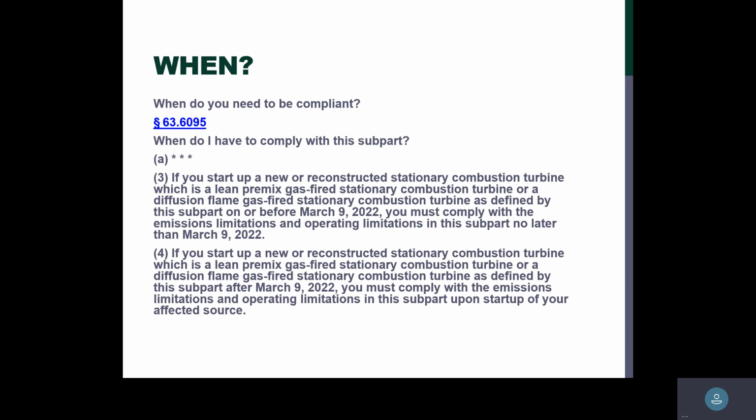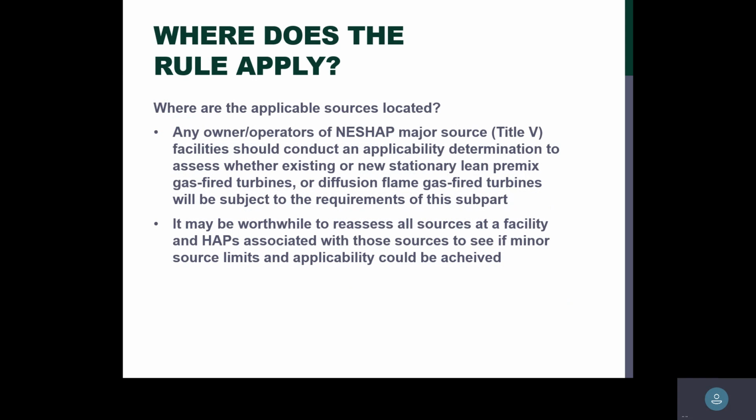And if you start up a new or reconstructed stationary combustion turbine, lean premix gas-fired, again, or diffusion flame gas-fired, then you again have 180 days in which to become compliant. Where does the rule apply? NESHAP, major sources for hazardous air pollutants.